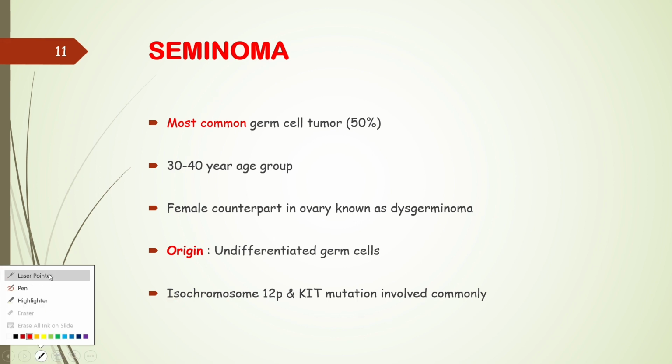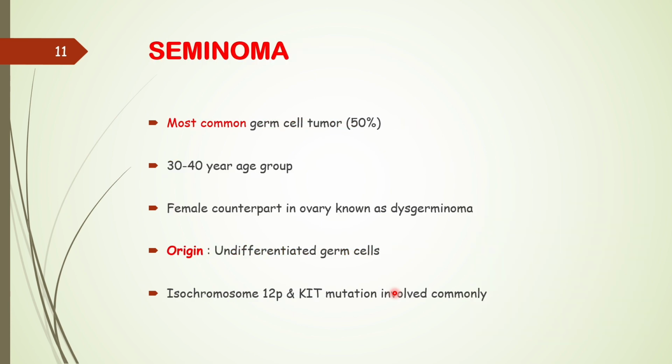Now let's begin with the first testicular tumor, that is the seminoma. It is one of the most common germ cell tumors. Around 50% of germ cell tumors are seminoma. The common age group is 30 to 40 years. The female counterpart in the ovary is known as dysgerminoma. The origin is, as we know, undifferentiated germ cell. It arises from the undifferentiated germ cell spermatogonia. And isochromosome 12p and the KIT mutation are mainly involved in the development of seminoma type of tumor.